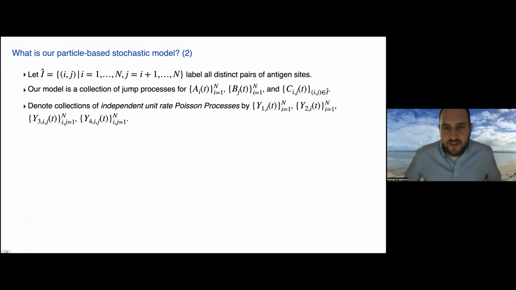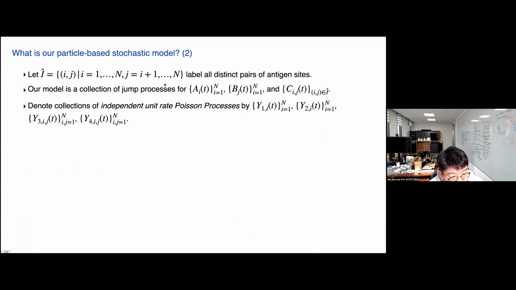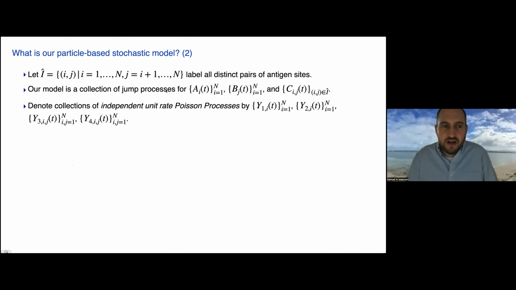So just a little more to describe this mathematically. Let I hat be our set of possible antigen pairs. So here's one antigen, all the possible locations if there's n of them. And if we look at j going from i plus 1 to n, that gives us all distinct pairs of 2 antigens. And so our model is this collection of jump processes. And the way that we'll write down how they evolve is in the following way.